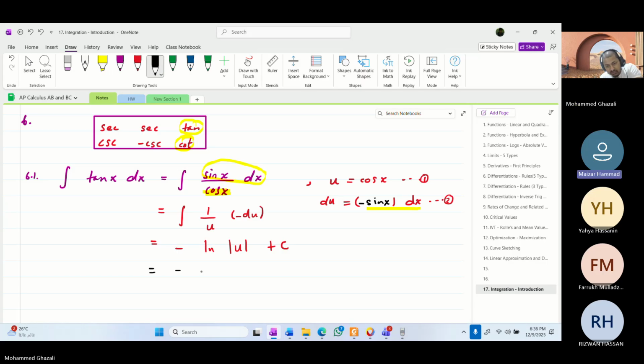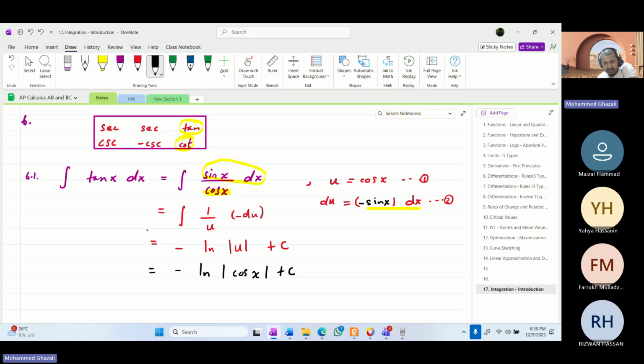Mister, I don't understand how you got negative du. Can you repeat it? See, in the integral, we had 1 over cos x. So I said that's 1 over u. What were we left with? Sine x dx. What is sine x dx? Negative du. You need to multiply by negative on both sides. So that's negative du.